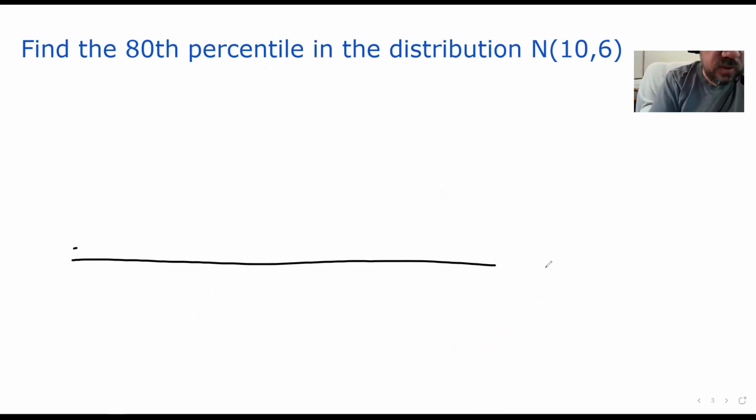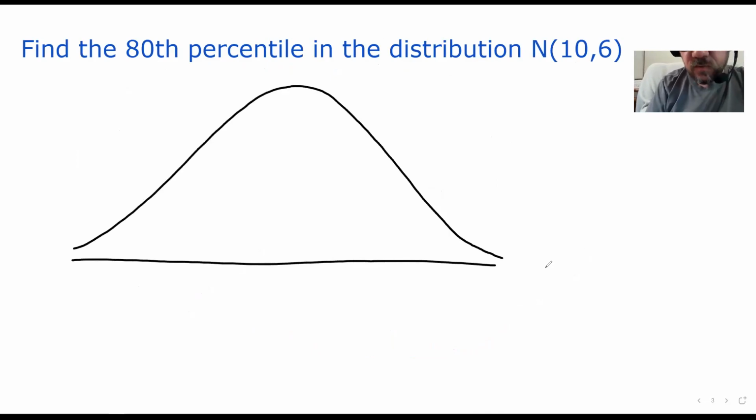It's a normal distribution that I have overshot as always. There we go. The mean is 10 here, and the standard deviation is 6. I don't really need to label this N(10, 6), but that's what this is. I want to find the 80th percentile. So what that means is I want the value.